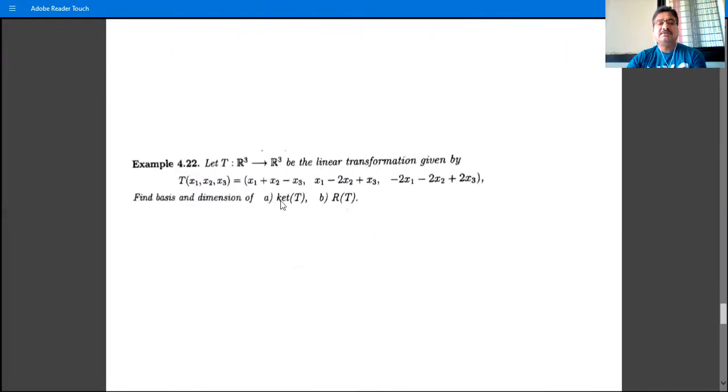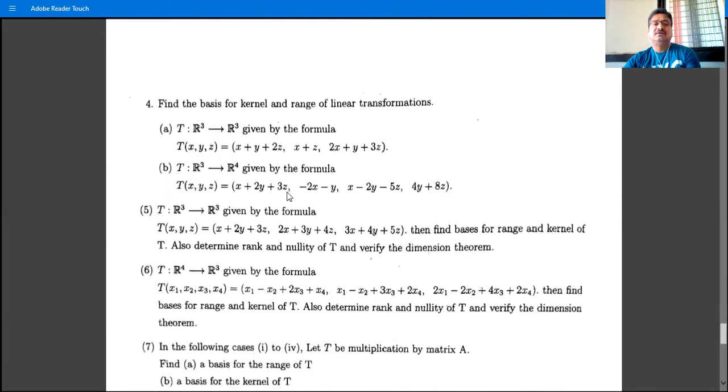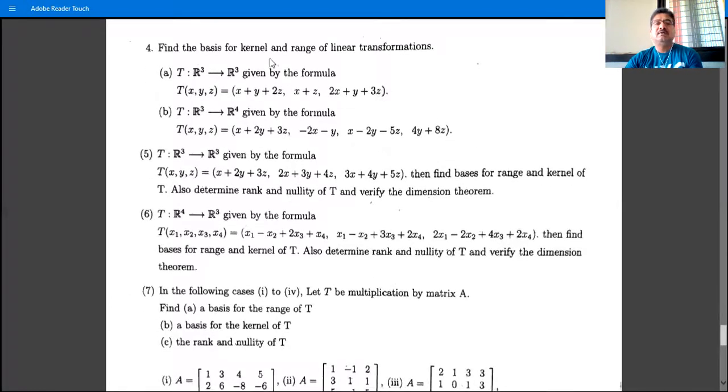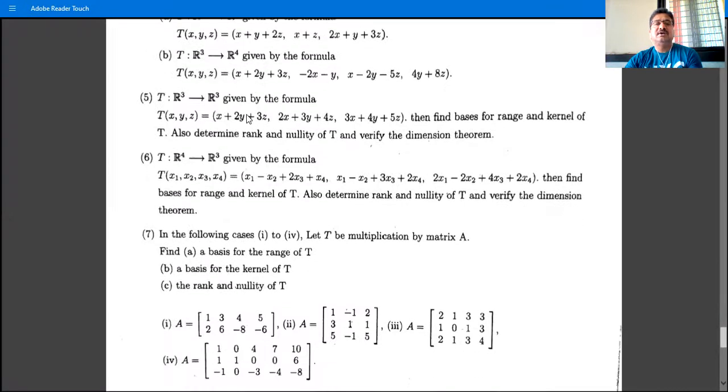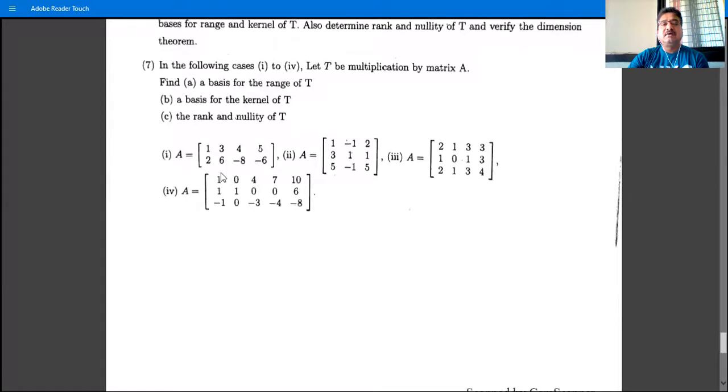So find basis and dimension of kernel of T. So this is again R3 to R3. So find the standard matrix and then find basis and dimension of kernel of T. So these are also examples for homework. Find basis for kernel and range of linear transformation. So these are the linear transformations. Their definitions are given, write the standard matrix and then find basis for range of T and kernel of T. So these are the examples.